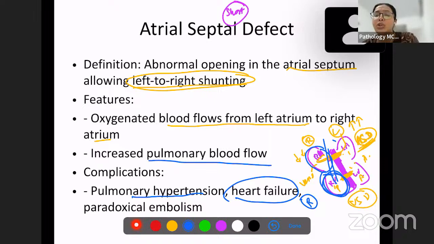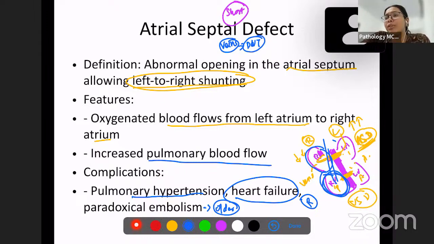Another unique complication which you can have is a paradoxical embolism. This usually happens in the older patient. What is a paradoxical embolism? We know what an embolism is: a small part of a thrombus that has separated. Usually emboli are formed in the veins. Remember the deep vein thrombus, DVT? From the deep vein thrombus, a small embolus comes into the circulation.